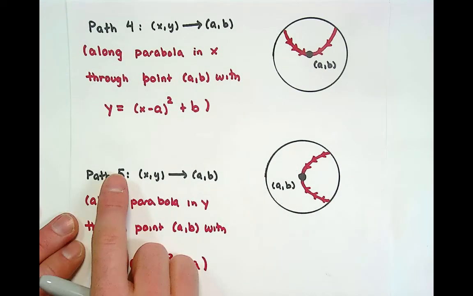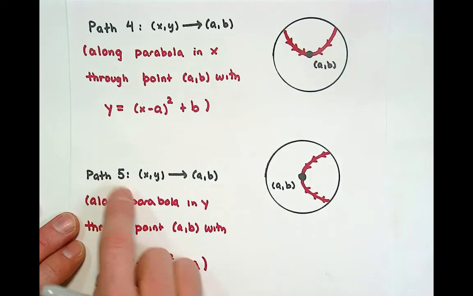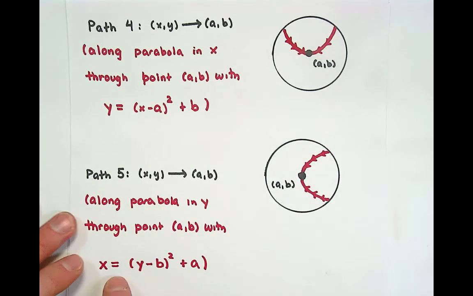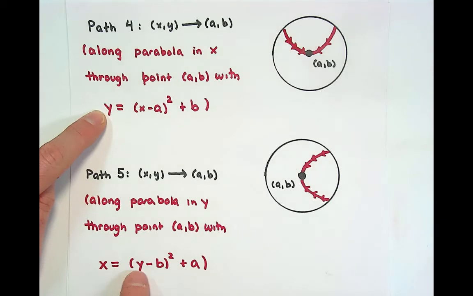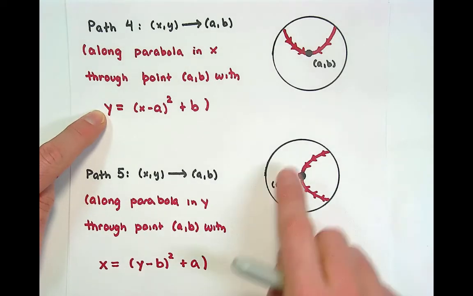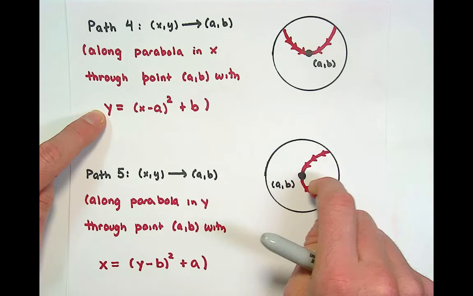We can also test along a parabola in y. So instead of the x values determining the y values, we flip it. The y values would determine the x values. And this is basically a sideways pointing parabola.